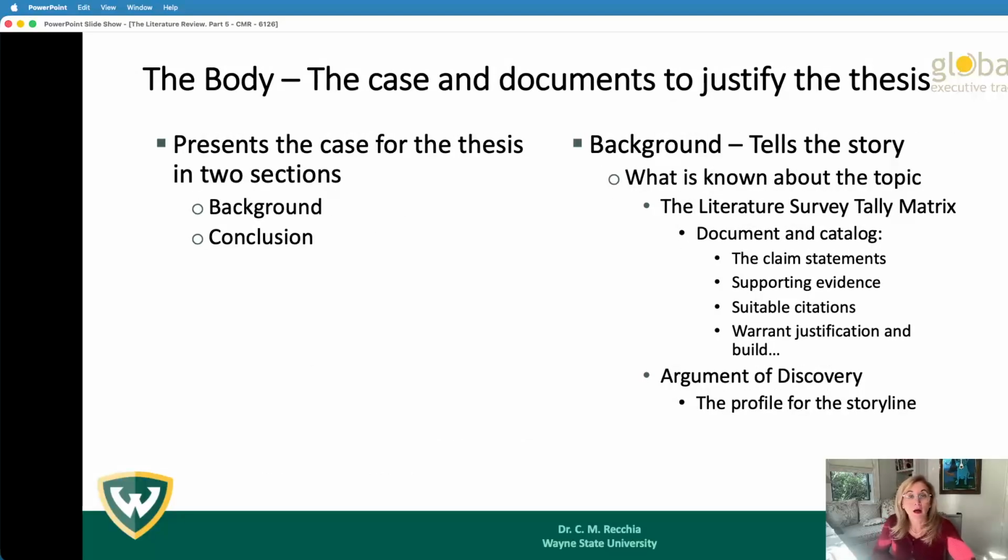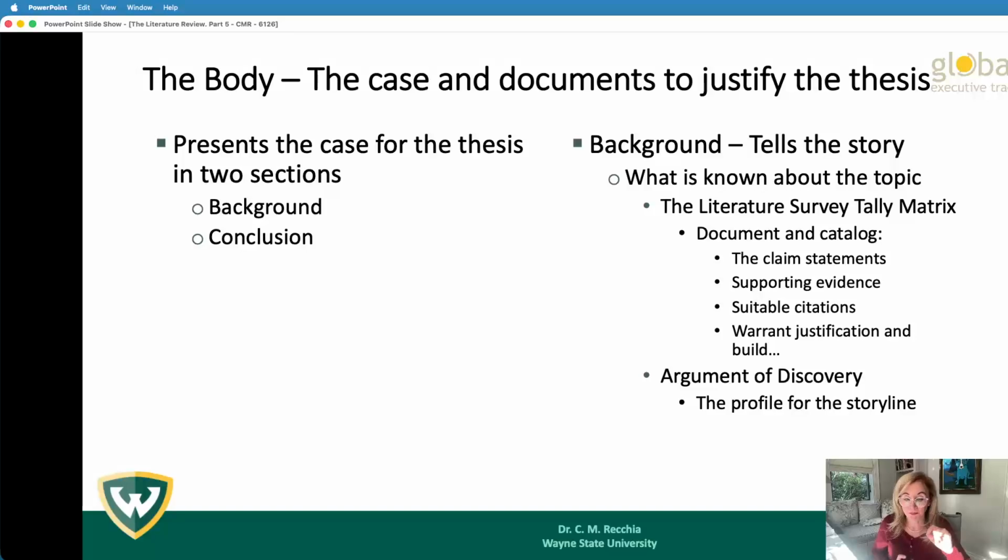So then, after the introduction, we have the body of the literature review, the case and documents to justify the thesis. We are presenting the case for the thesis in two sections. The body has a background section, and then it has a conclusion section. And these are basically your argument of discovery and your argument of advocacy. So the background, the argument of discovery, tells the story, what we know about the topic.